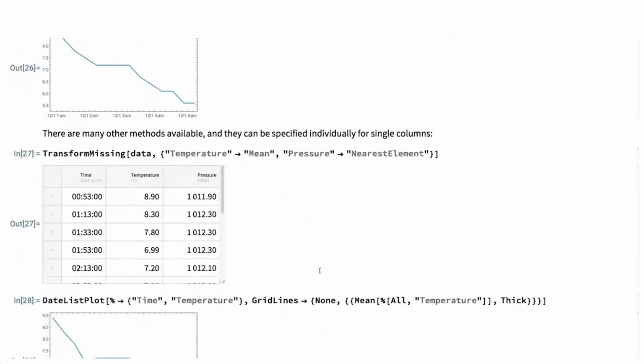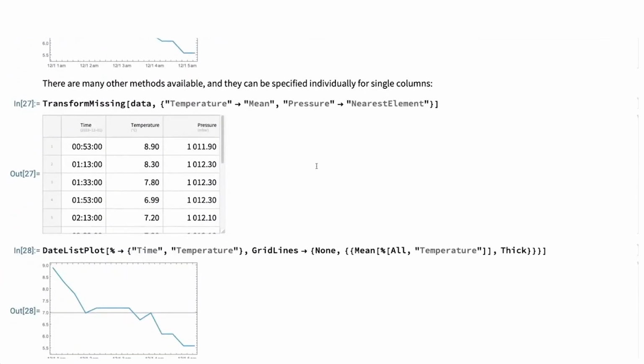There are other methods available for transform missing, and they can also be specified on a column by column basis. So here, temperature goes to mean, which means fill the missing values in the temperature column with the mean of the non-missing values, and in the pressure column, take the nearest element that is not missing. And then you can see again the plot of temperature in time, where the mean is filling the missing values in the data.